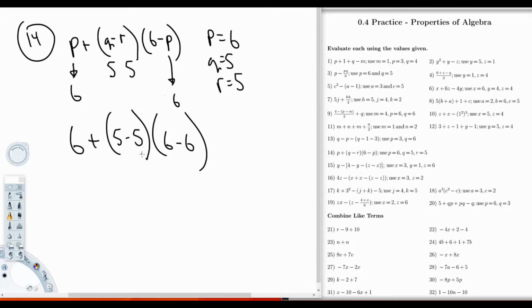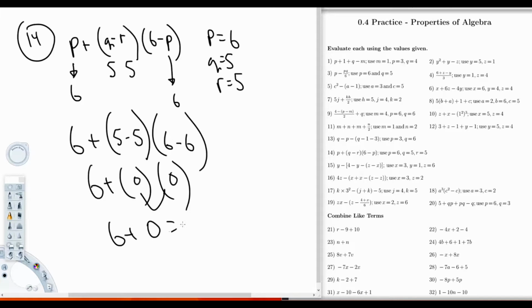But then we have a little catch here. 6 plus 5 minus 5 is 0. Multiplied by 6 minus 6 equals 0. 0 times 0 is 0. 6 plus 0 equals 6. And that is our answer.